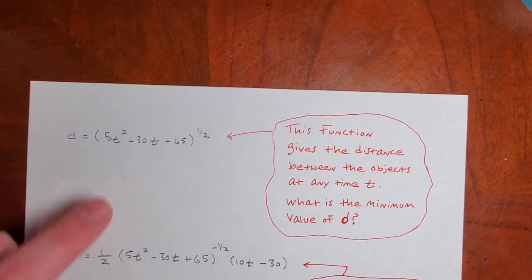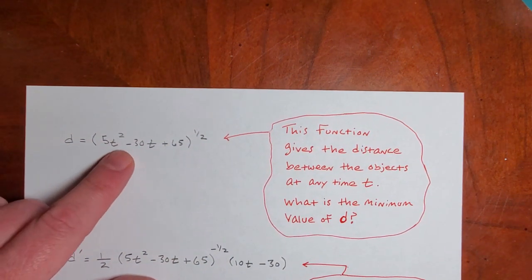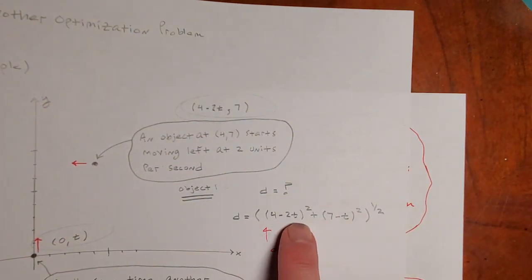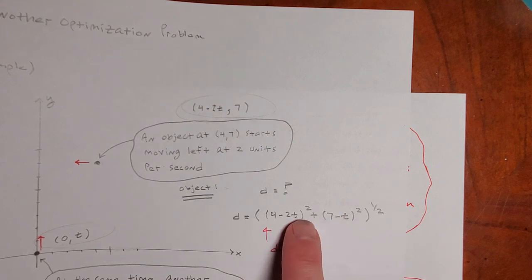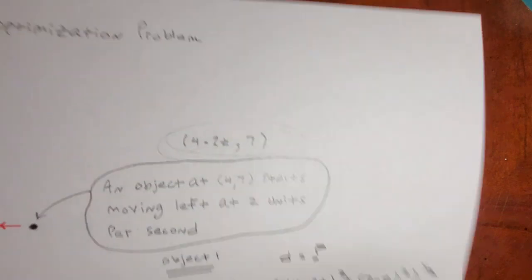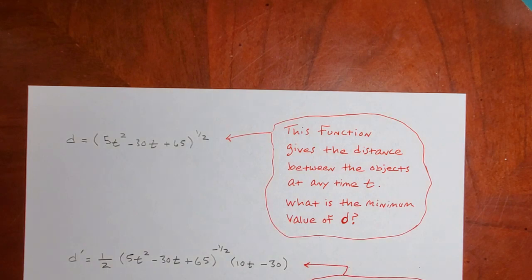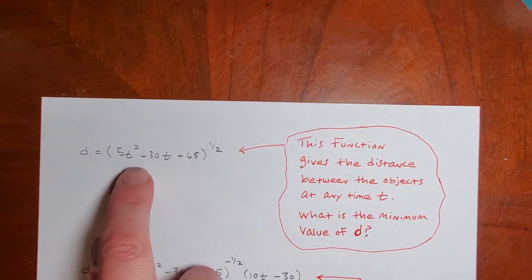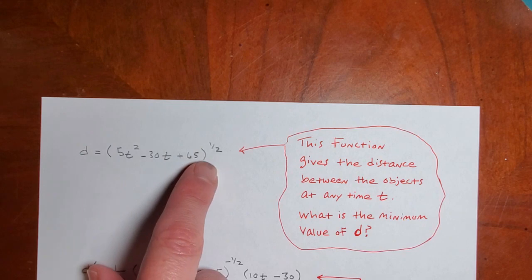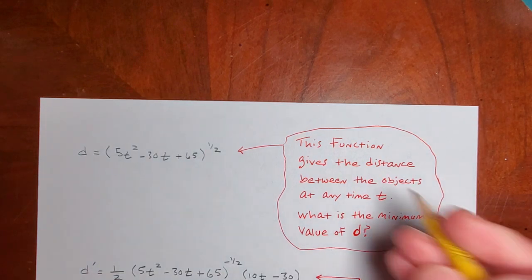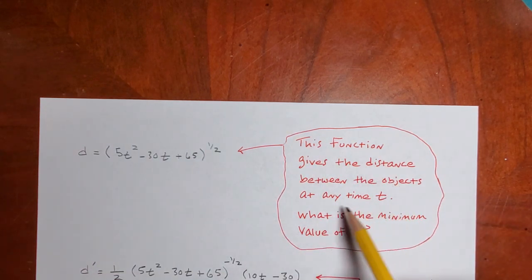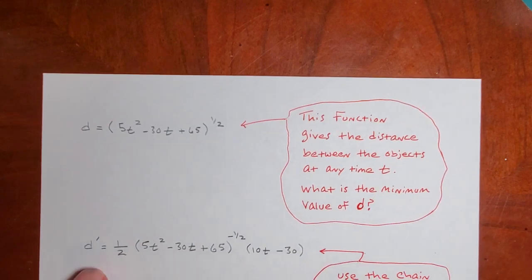First of all, I did a little math to simplify that formula. Where does 5t squared minus 30t plus 65 come from? Well, that's what you'll get if you multiply all this out and combine the like terms. I just thought it would be better to handle it that way. So you'll get d is equal to 5t squared minus 30t plus 65 to the 1/2 power. That's the function that gives the distance between the objects at any time. I want to find the minimum of it, and I do that by finding the derivative and setting it equal to 0.